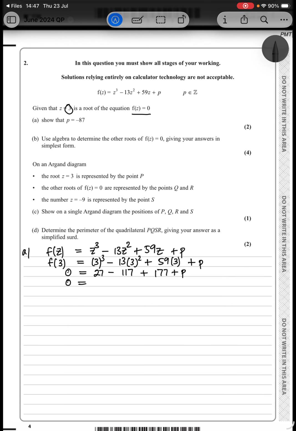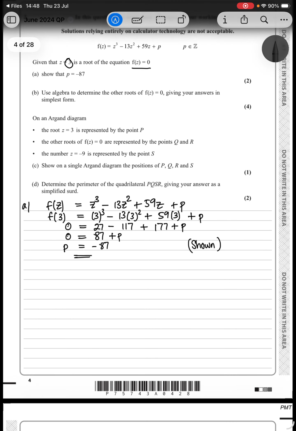Let me simplify it. 27 minus 117 plus 177 is 87, plus b. Subtract 87 from both sides and we get b equals minus 87. Shown, because the question specifically asks us to show, so I've written it. Let's move on to part b.